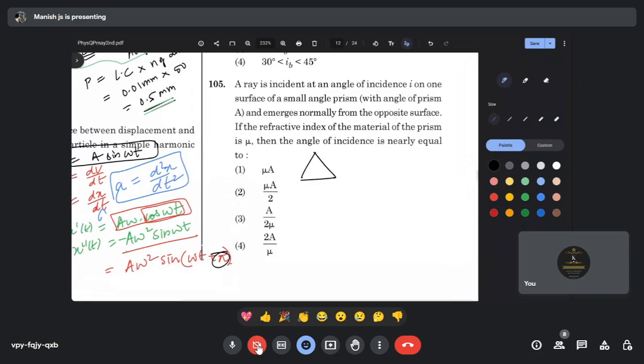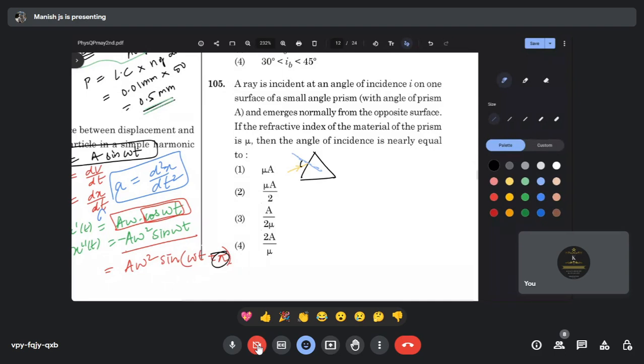So what's happening? A ray is incident at an angle of incidence i on the prism. So try to represent it. Over a particular angle, it is incident. Say it is entering the prism like this. Then at that point, what would you do? You will show the normal. That is a general practice that we do. So draw the normal. At that point, imagine the blue line is your normal.